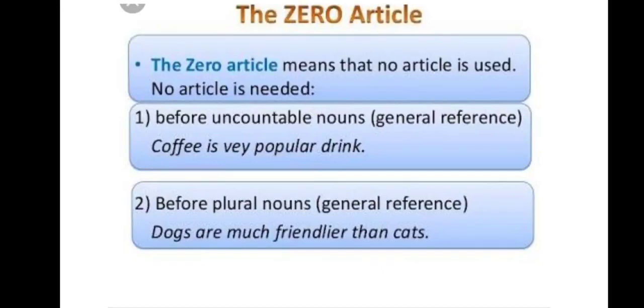Before uncountable nouns: coffee is a very popular drink. So have you used any article here? No. Have you used any article in front of the word coffee? No. So that means we have applied the rule of zero article in this sentence. Before plural nouns: dogs are much friendlier than cats. So here dogs and cats are plural, and before plural nouns, we don't use articles. So again, the rule of zero article applies here.